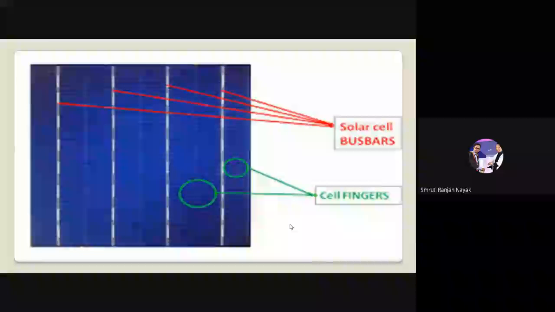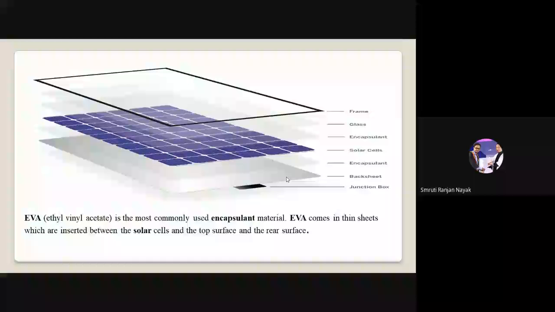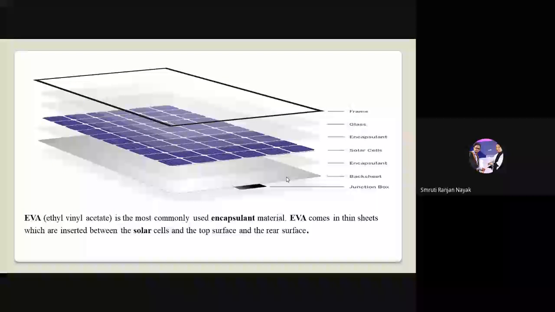So here you can see inside the panel, these are solar cell bus bars and these are cell fingers. So this is inside the panel. Here is how the cells are arranged in series and parallel inside a panel. This is the circuit of the cell. Now this is the structure of the solar cell. This is the structure of the solar panel.